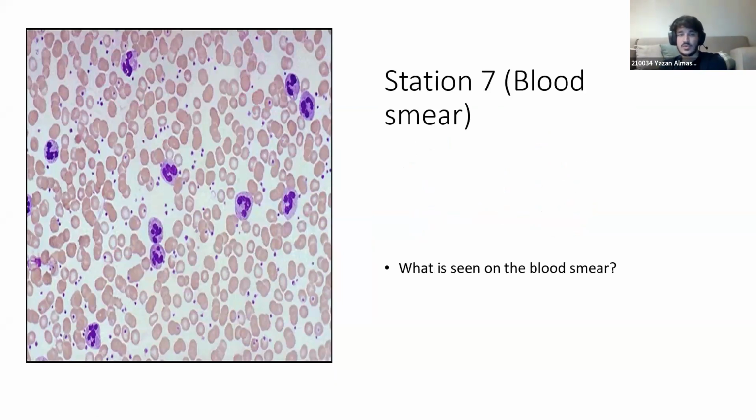Okay. Do you guys know morphology pictures for the blood smear or no? Yes, okay, perfect. Someone answered already. Neutrophilia, perfect. So these are neutrophils. When we see too many of them, we call it what? Neutrophilia.